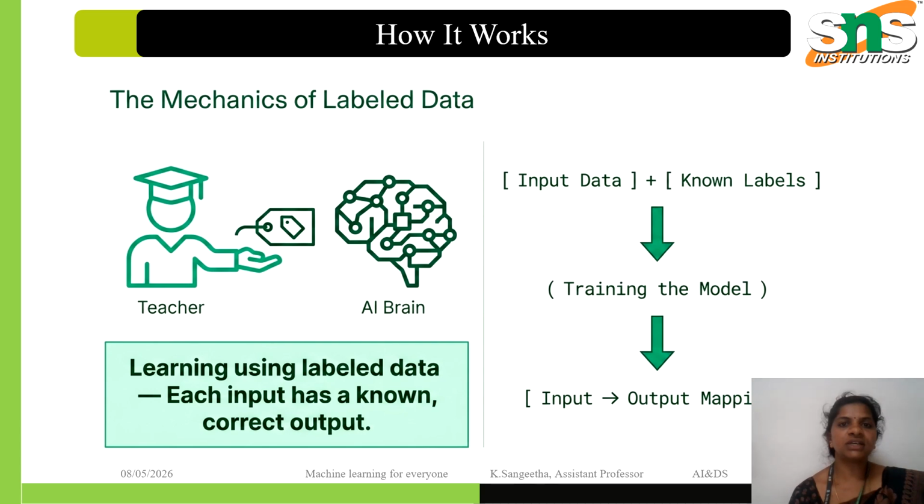The supervised learning process consists of several steps. First, we collect labeled data. Next, we divide the data into training data and testing data. The training data is used to teach the model by identifying relationships between input and output. Once training is completed, the model is tested using new data to measure its accuracy. If the model performs well, it can be deployed for real-world prediction tasks.